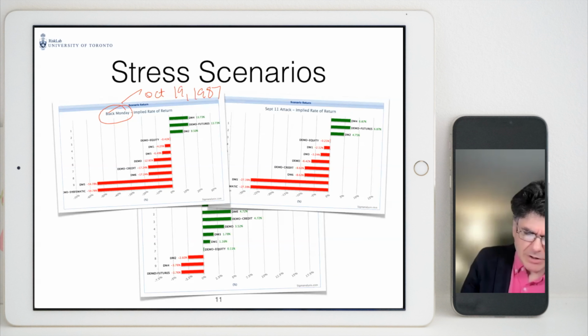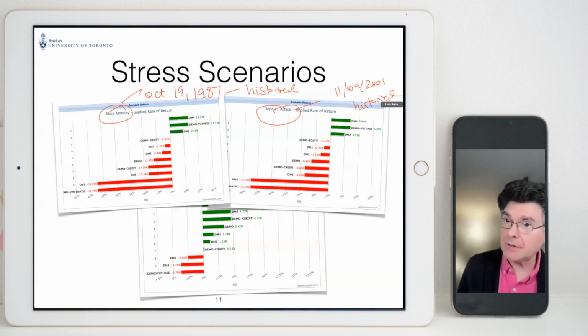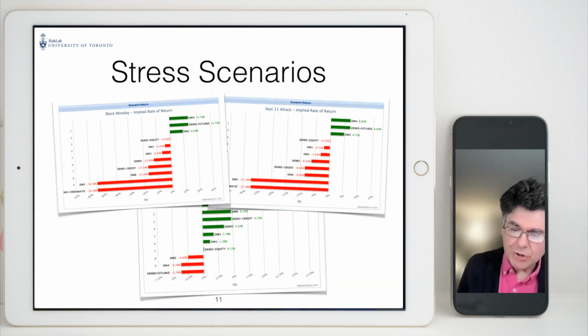So this is historical. This is September 11. This is also historical. These are not generated. They are historical. So Ying, you said historical, you're right. These are all historical. They're not generated. We could generate scenarios like this, but these are historical.